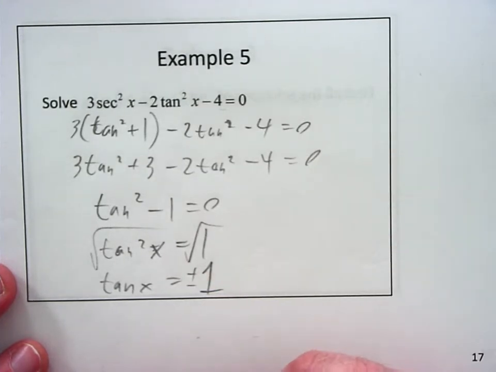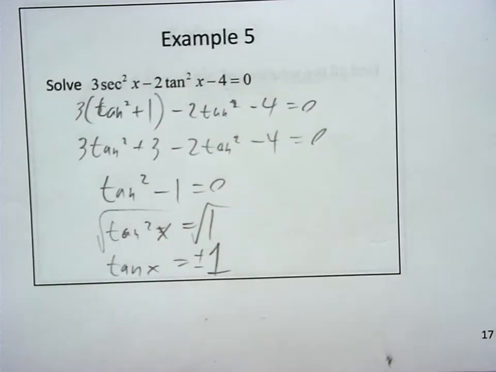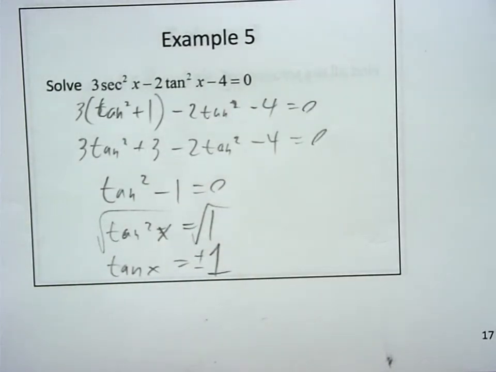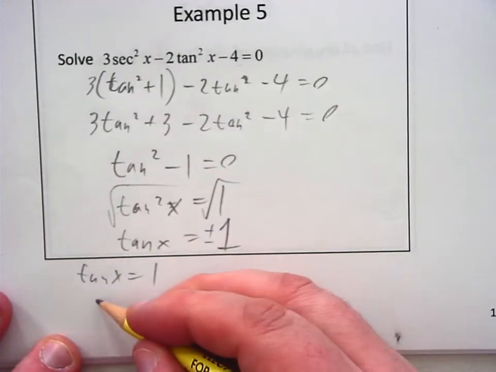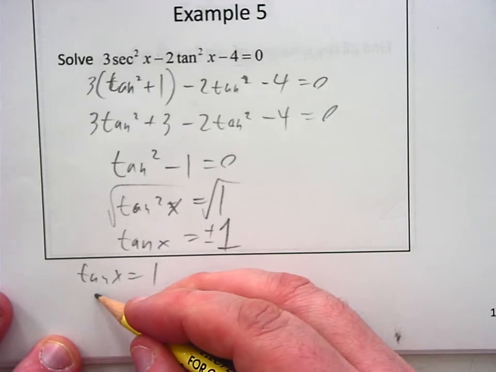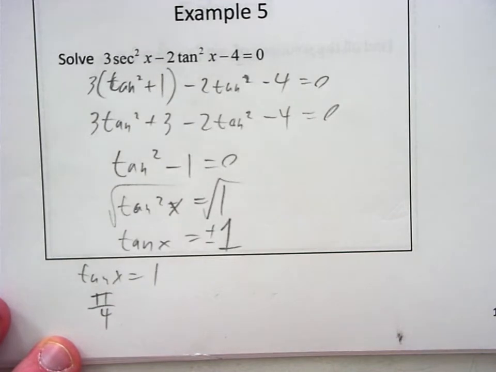Plus or minus 1 and negative 1. Okay? Because of that square root, you have to deal with both the positive and the negative. So, deal with the positive first. When is tangent of x equal to positive 1? Pi over what? Pi over 4. It's when sine and cosine are the same, right? Where else is it equal to 1?